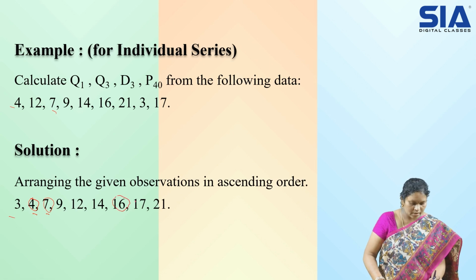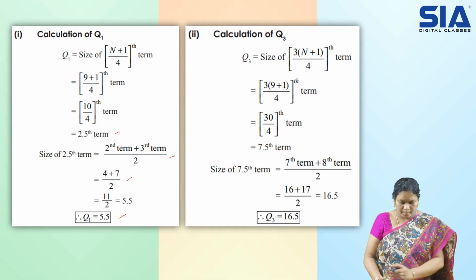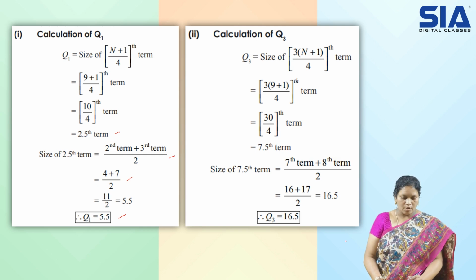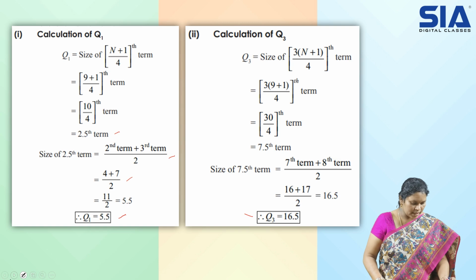Then the 8th term, that is your 17. 16 plus 17 by 2, you do, you will get the Q3 value. So 7th term plus 8th term, that is your 16 plus 17 by 2, 16.5 you got. So that is how we'll obtain the Q3. Okay, this is how quartiles will be done.